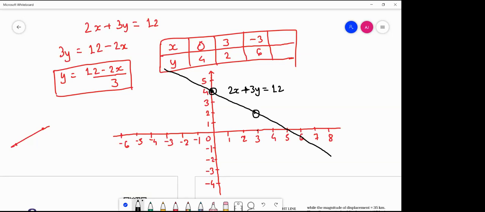Okay. Now suppose the equation is not given but the condition is given in terms of a word problem. So you will have to first assume what I should take as x and what I should take as y. Then you will have to form the equation yourself. Then again the same steps. Just find out y in terms of x, find some solutions, plot it on graph, join them, and you will get the equation of line. Okay, so like this we solve.